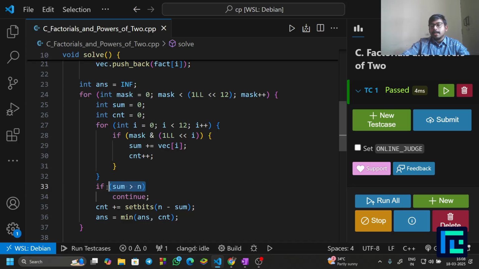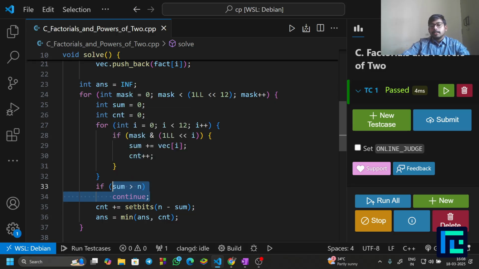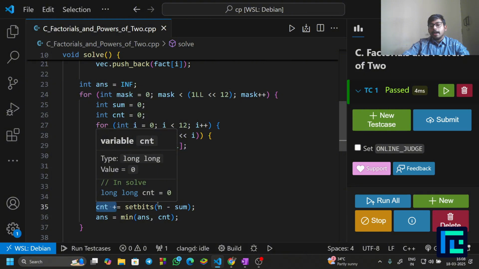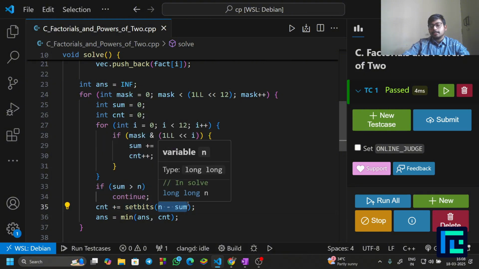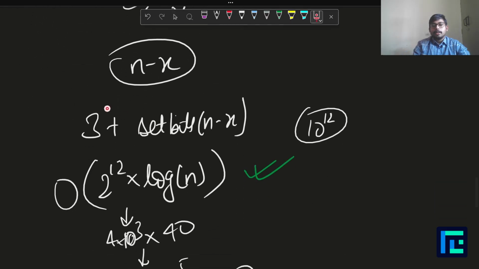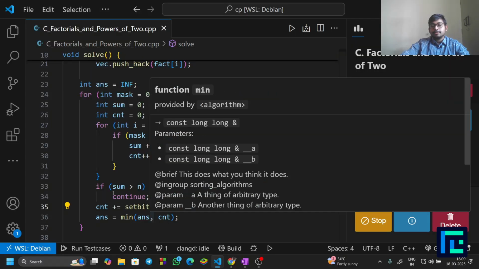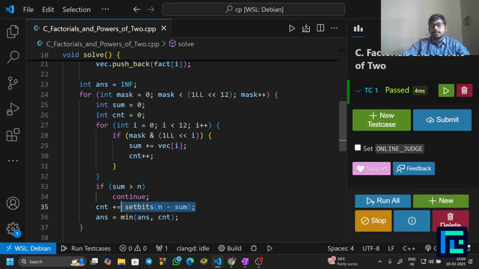If that sum already exceeds n, that means we cannot form n using that. We have already exceeded it, so I'll put a continue and just ignore that case. And if not, then in my count variable, I'll add the number of set bits of n minus sum. As I had shown, my answer would be how many we have already used plus the number of set bits in n minus x. So x is the sum here, and the number of set bits in n minus sum will be added.